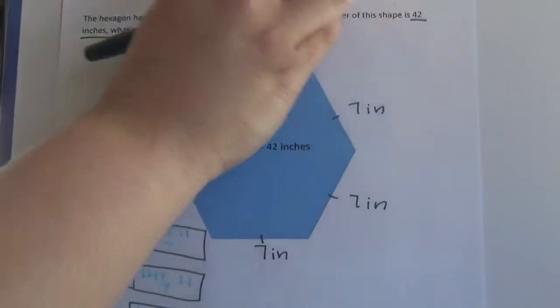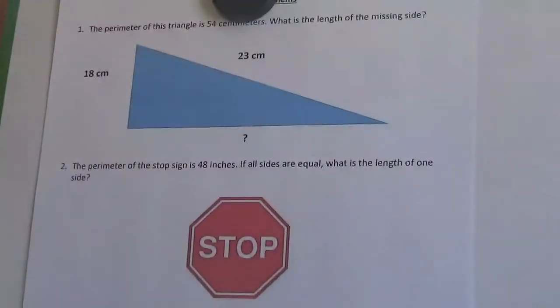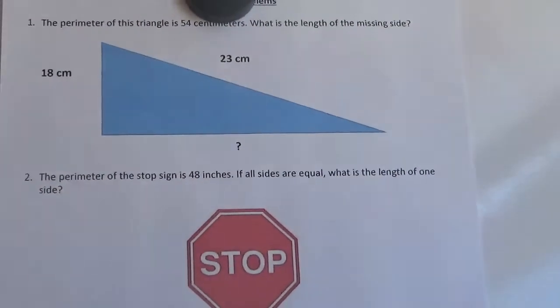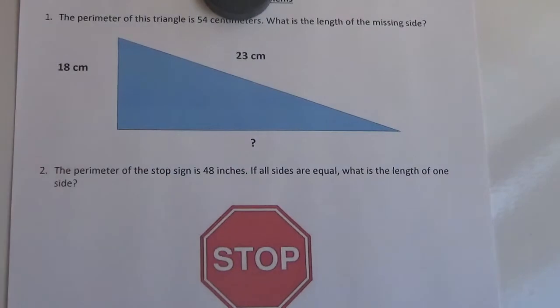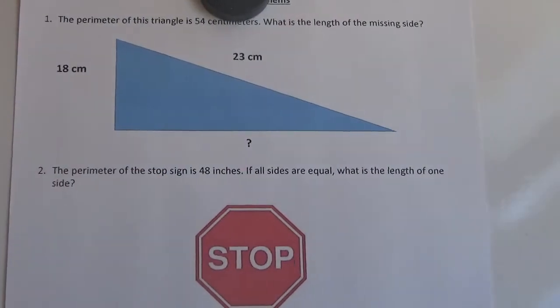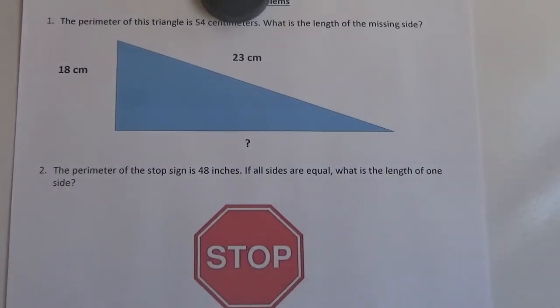Now, for our practice problems today, we are going to be taking a look at some shapes that are not quadrilaterals and doing some similar work like we just did. This first problem, the one we're going to do together, says the perimeter of this triangle is 54 centimeters. What is the length of the missing side?